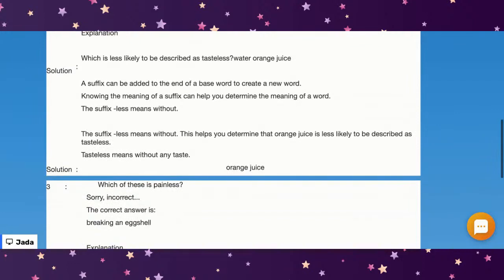So we already know that a suffix is added to the end of a base word to create a new word. Knowing the meaning of a suffix will help you determine the meaning of a word. So the suffix less means without. So wherever you see less, you know that it's talking about without.